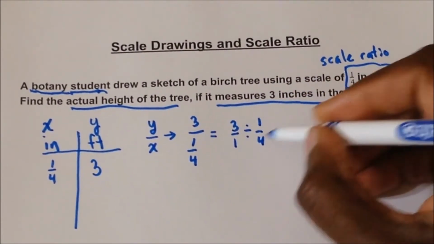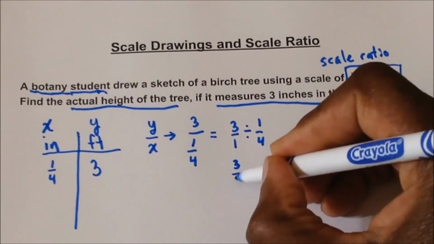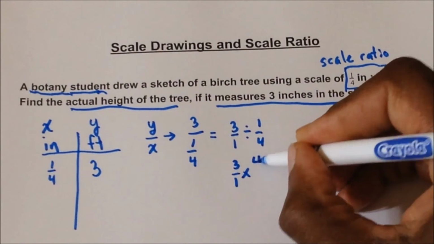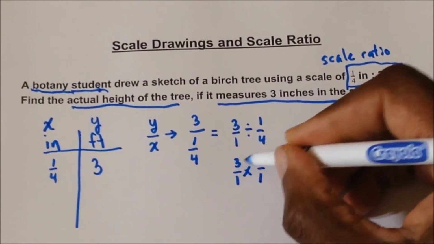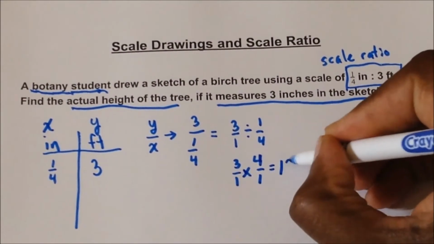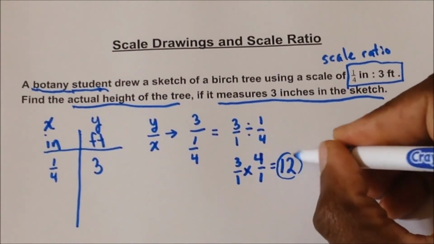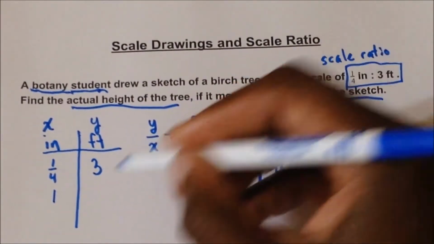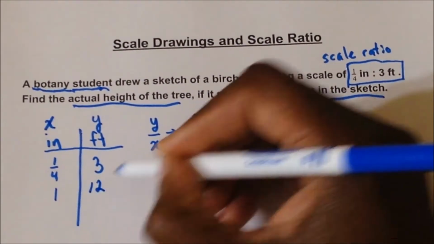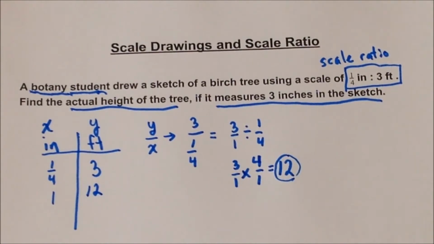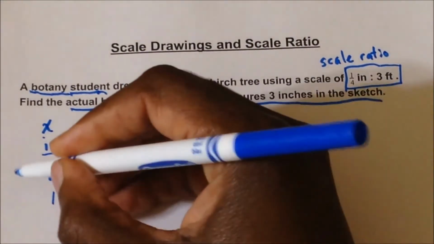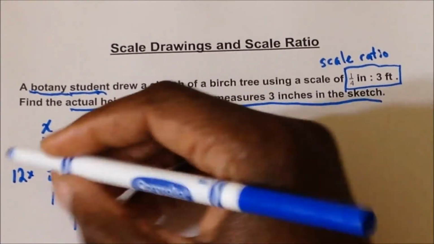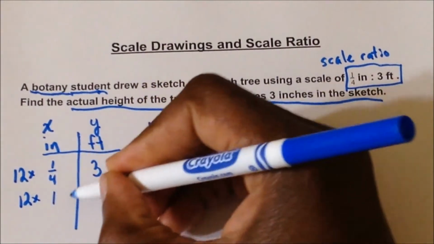Let's just do the division. That means it will be 3/1 multiplied by the reciprocal of 1/4, which is 4/1. So we have 3 times 4, which gives me 12. So the constant of proportionality is 12. What this means is that every 1 inch is 12 feet. Just check to make sure: 12 times 1/4 gives me 3, since 12 times 1 is 12.